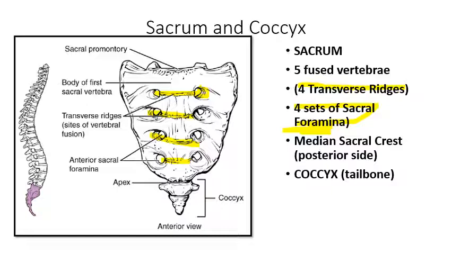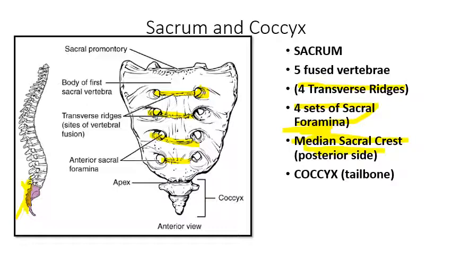And then if you look at the posterior side back here, you can feel it through your skin even. You feel these little bumps, and that main bump down the middle is called the median sacral crest, which is located on the posterior side.